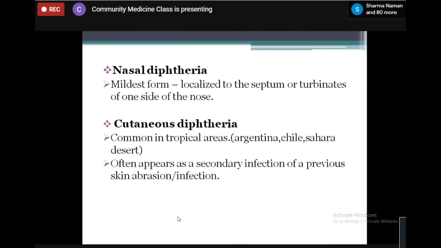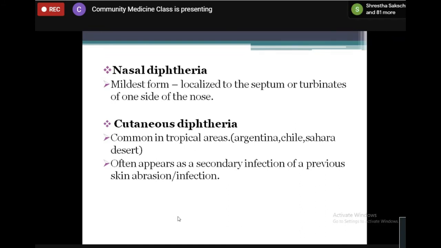The person will develop mild common cold-like features, or fever, and nothing more than that. Now cutaneous diphtheria. Cutaneous means when it affects the skin. It especially occurs in tropical areas, in countries where the climate is hot and humid, like Argentina, Chile, Sahara Desert, and often appears as a secondary infection of a previous skin abrasion infection.